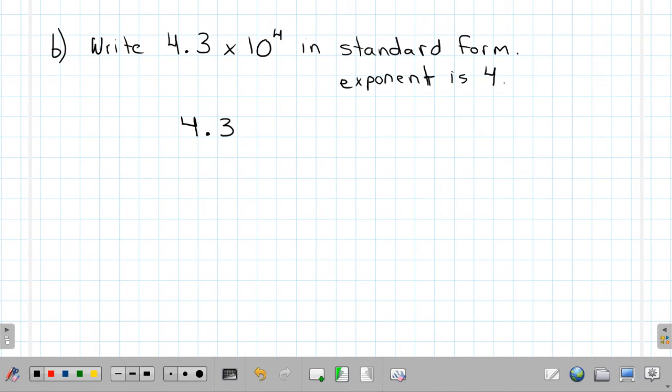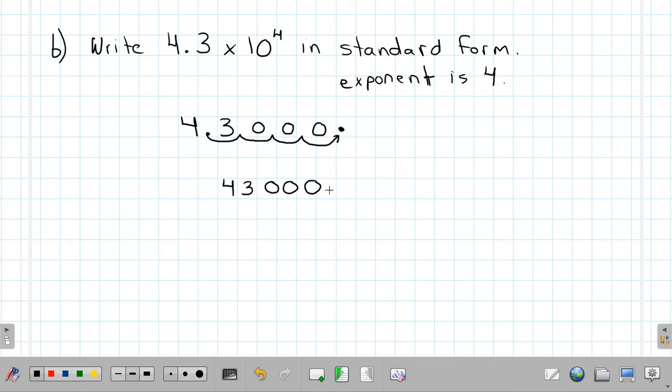So that means we count over 1, 2, 3, 4. And this right here is where the decimal place is going to go. But once again, we have a bunch of spaces here where there's no numbers, so we have to put zeros in those spaces. And once again, we're still not done because we actually need to write the number out. So the decimal place moved from here to here. So this is the number 43,000.